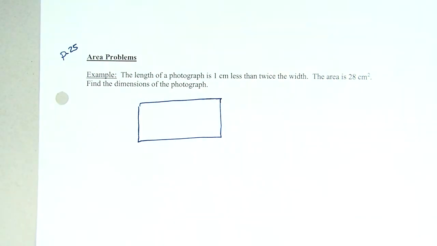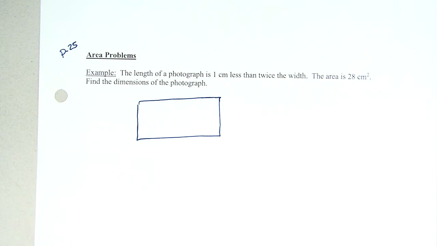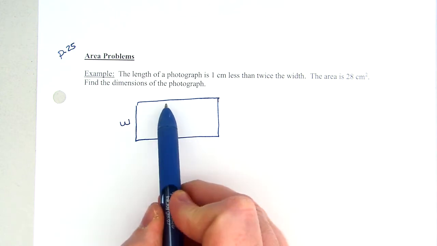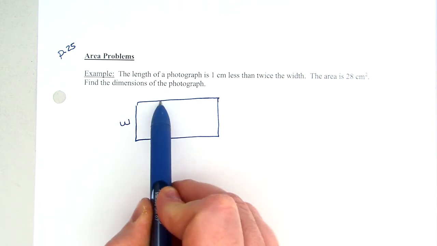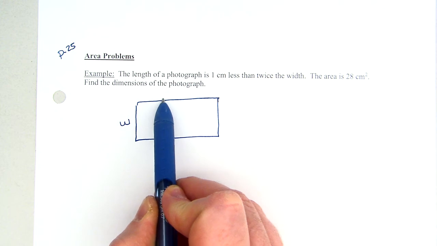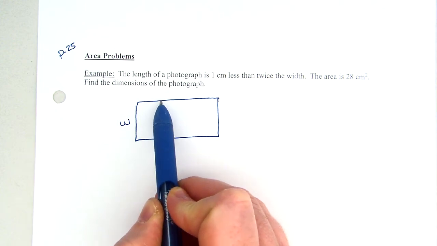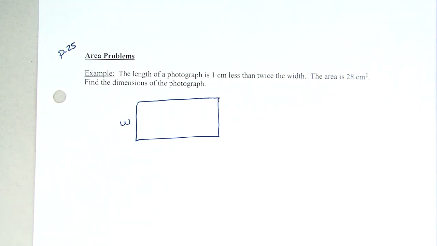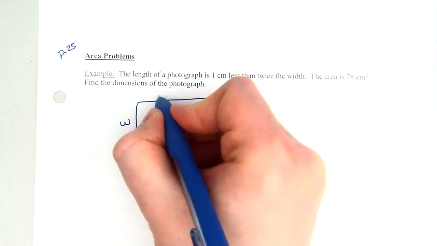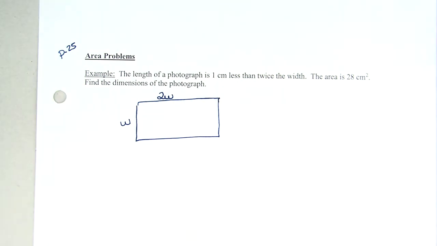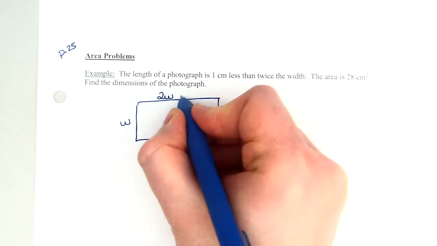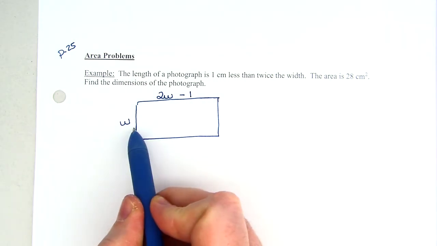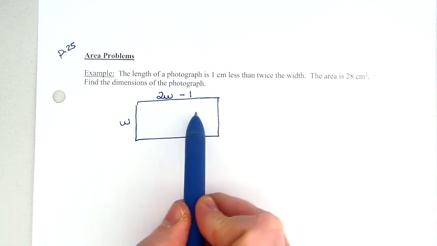And I told you that the length of the photograph is a centimeter less than twice the width. Let's make this our width. How would you create an expression that says the length is 1 centimeter less than twice the width? What might that look like? Well, twice the width is 2w. How do you give me 1 centimeter less than that? Minus 1. If your width is w, your length is going to be 2w minus 1.